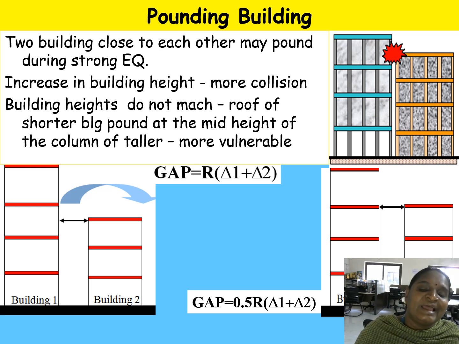For this, the gap calculation will be R into (delta 1 plus delta 2). R is the response reduction factor, multiplied by the displacement at this floor and the displacement at this floor. You have to add them, multiply with the response reduction factor, and give a gap like this. And suppose it is at the same floor, in that case you can consider R by 2 into (delta 1 plus delta 2). Thank you.